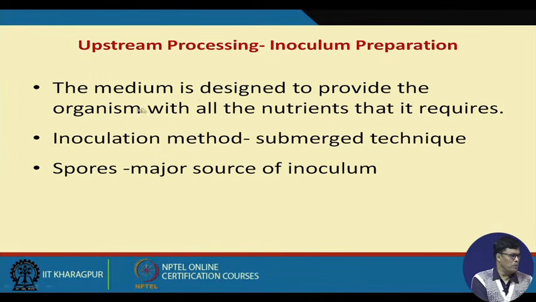Then upstream processing: the media is designed to provide the organism with the nutrients that are required. So this is very important. I told you not only is the microorganism very important, because the microorganism used for the industrial fermentation process should be an industrial strain. An industrial strain should not only have higher productivity. I mentioned that if the product concentration is high, your recovery or purification cost will be low, so the cost of the product will reduce drastically.